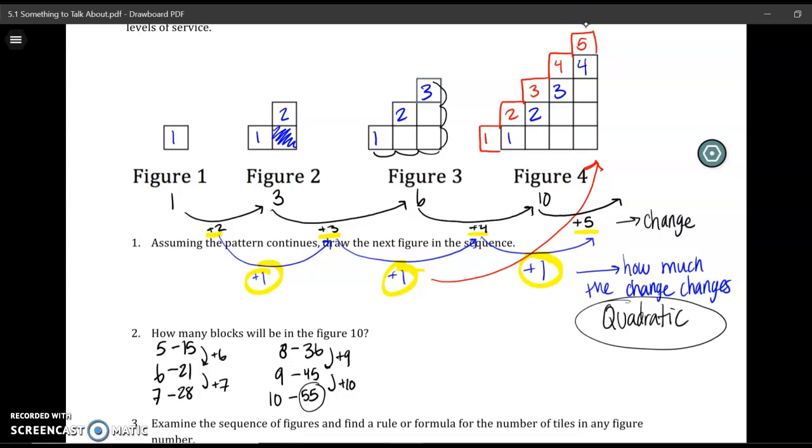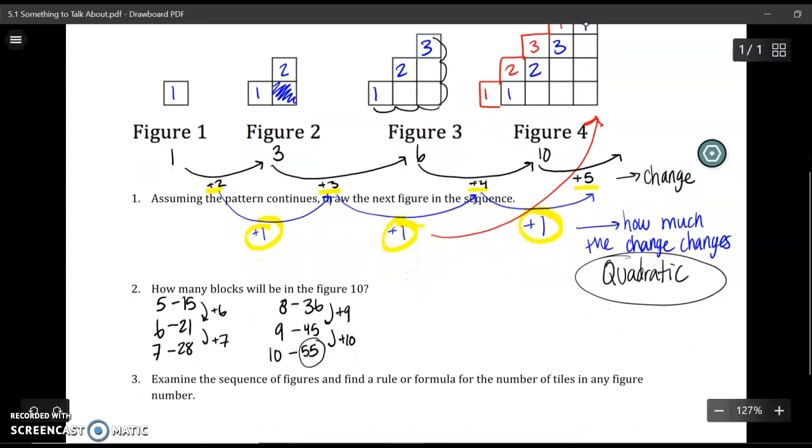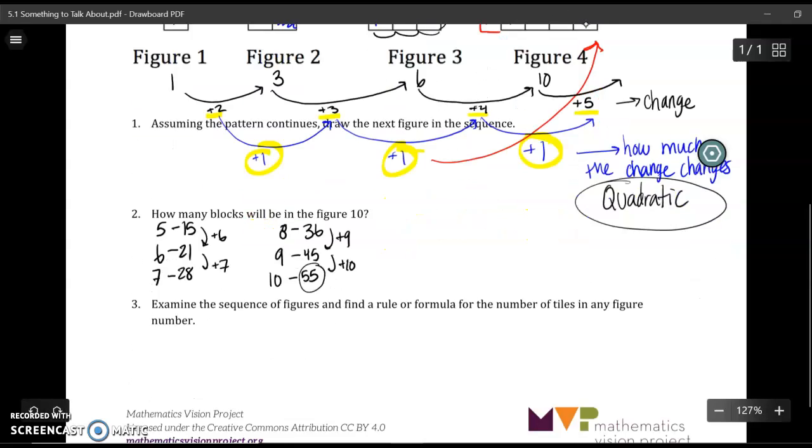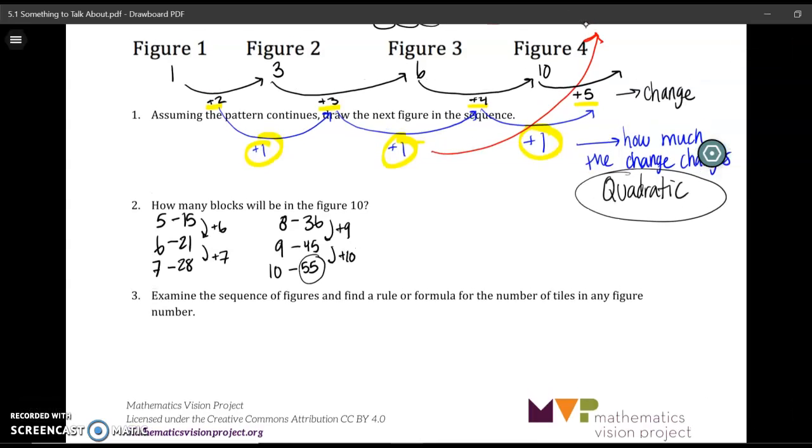So now I want us to move to number 3. So it says, examine the sequence of figures and find a rule or a formula for the number of tiles in any figure number. So again, press pause, try to figure out an equation. So the idea is that you give me an equation like a function f of n, or we'll look at f of x, where I put some x's over here, and when I plug in x, and x is the figure number, it tells me how many tiles.